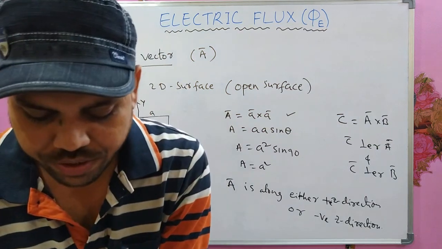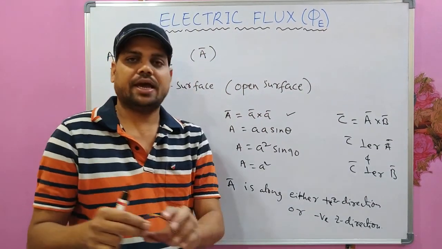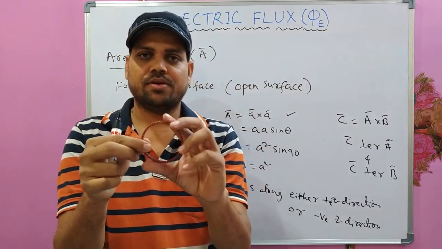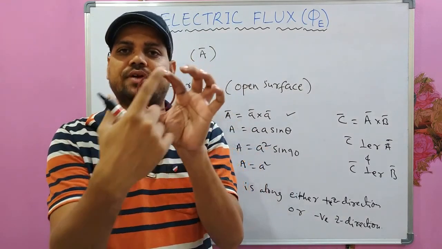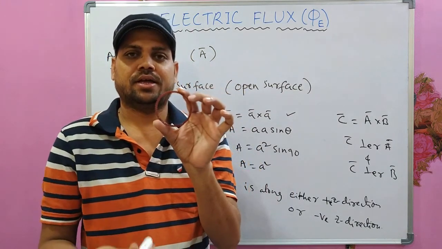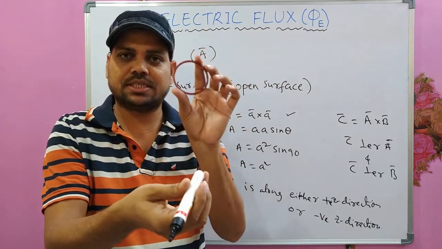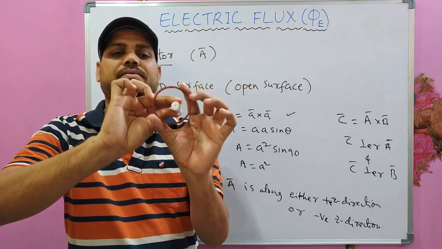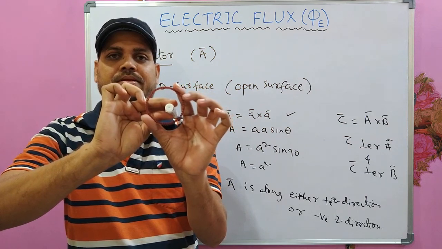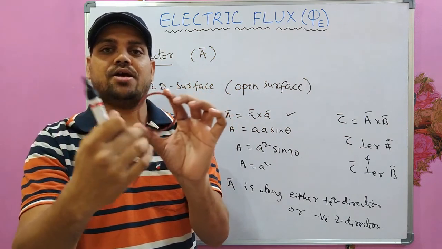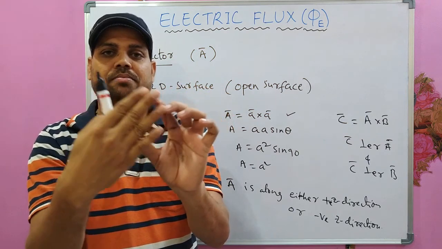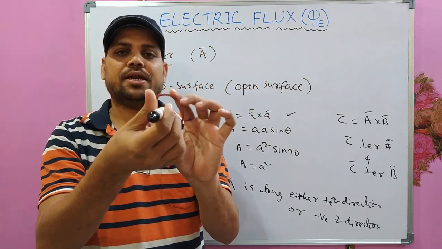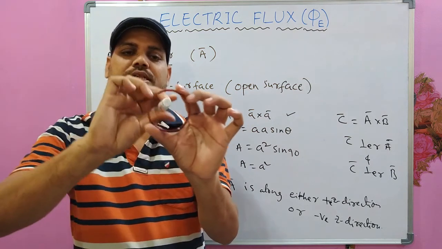Similarly, we can do this for a circle also. For example, if this is a circle whose area is pi r square, if its radius is r, then the area vector of this circle would be either this way or this way, but perpendicular to the plane of this circle. Area is perpendicular to the plane of the circle, either this way or this way.